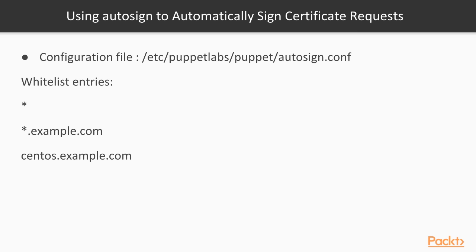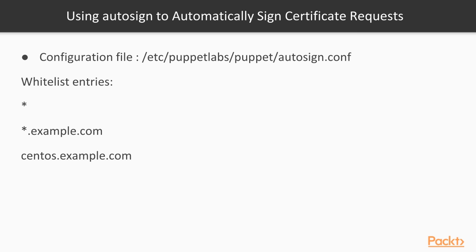Finally, we will look at how to use the Autosign feature to sign certificate requests automatically. As the infrastructure grows, there will be hundreds and thousands of nodes connecting to the Puppet server and making certificate signing requests. Wouldn't it be better if there was a mechanism to make this happen automatically? There is a solution to this problem, the Autosign feature.